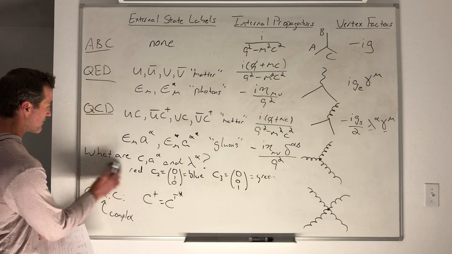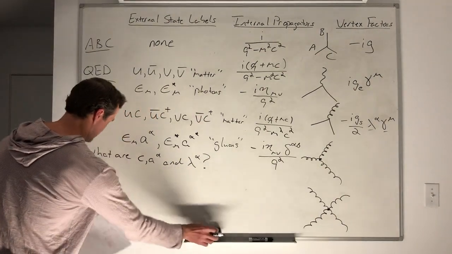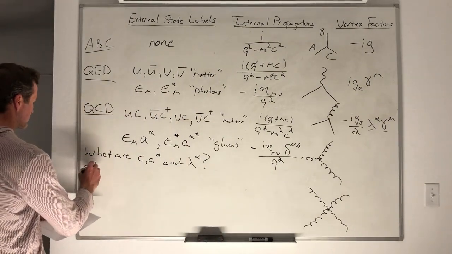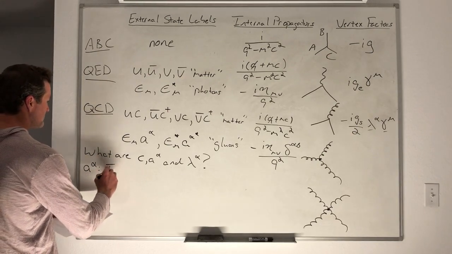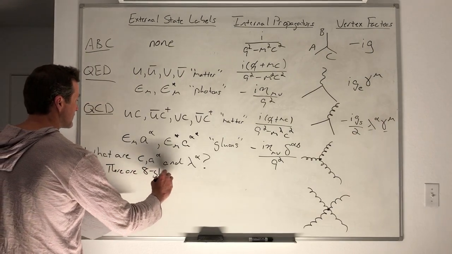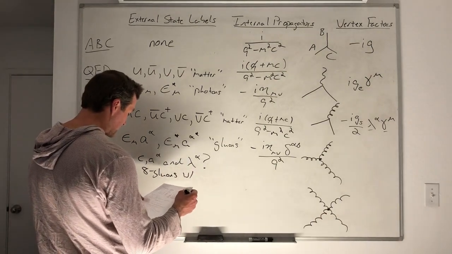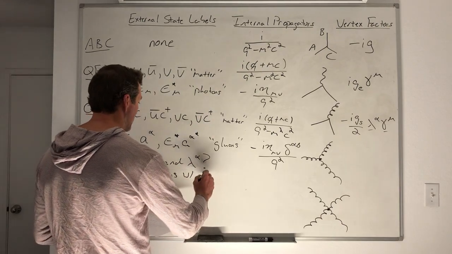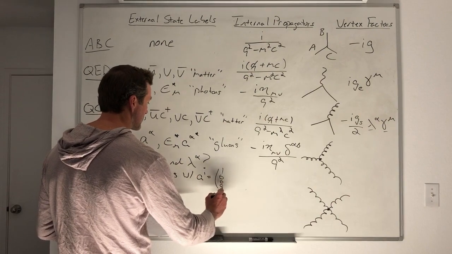Okay, so now I'm going to erase this and I'm going to talk about the A alphas. So first of all, there are 8 gluons, and I can label this as A1 is 1, 0, 0, 0, 0, 0, 0, 0.